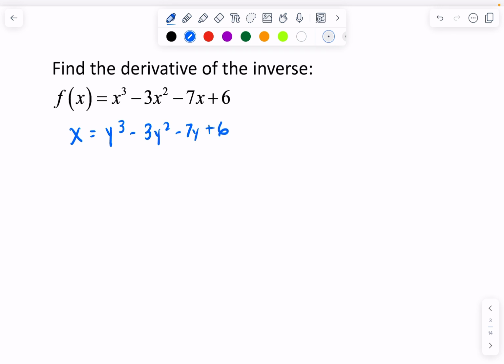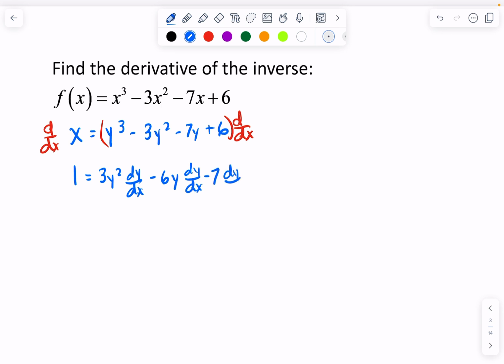Okay, now I find the derivative with respect to x. So this is that implicit differentiation we've been working on. The left side is 1. The right side is 3y squared dy dx minus 6y dy dx minus 7 dy dx. Hopefully you realize you can factor all those dy dx's out.